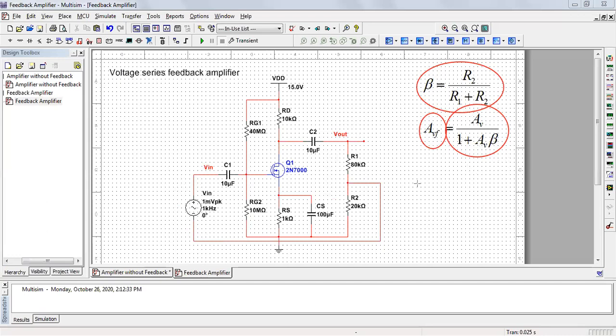So let's check: run a simulation again and find out how much the value is. Let's run the transient analysis again. I have to clear all this drawing.